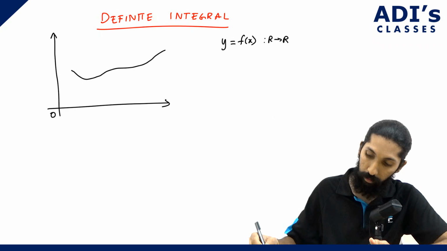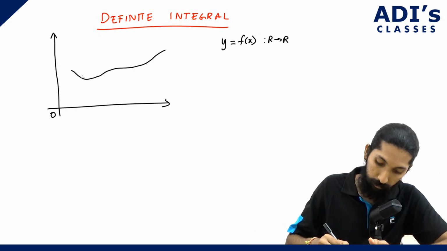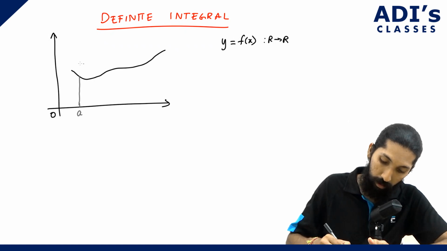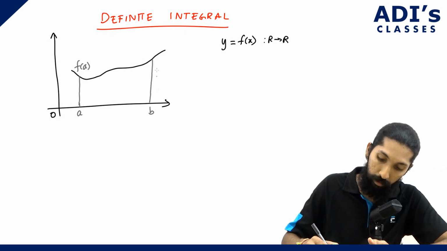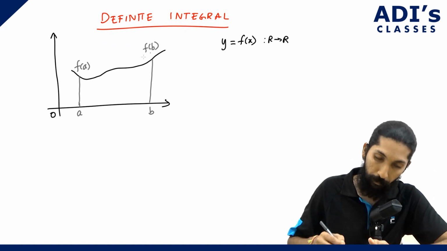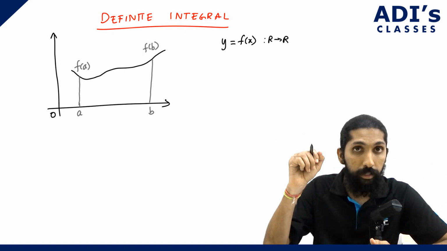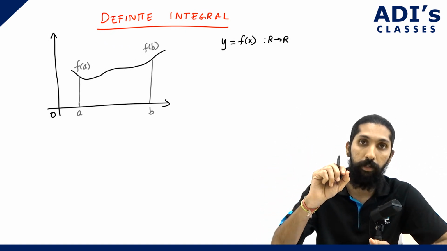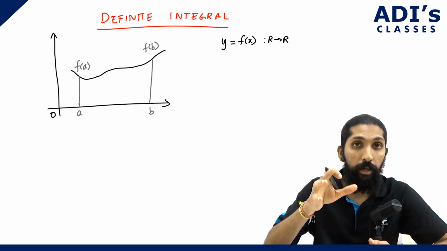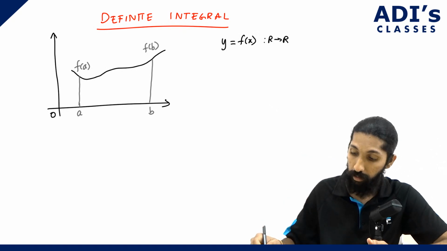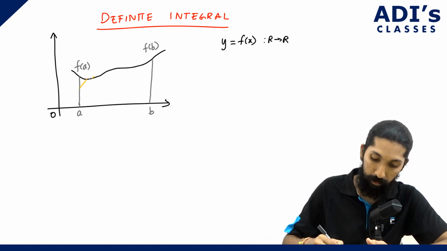Let's say we have one function. Say this point is a, this is f of a, and from here, say b, this is f of b. And we need to calculate the area under this particular curve. Let me repeat. We are trying to calculate the area. So in this case, we are trying to find this area.